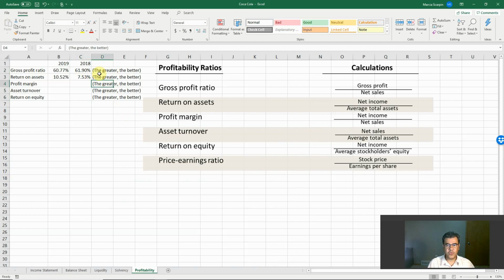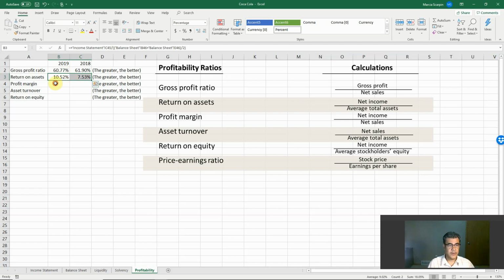So what do we have here? Our return on the gross profit ratio is a little bit lower. However, return on asset is much higher, almost 30% higher here. So very good number. Profit margin, net income divided by net sales.